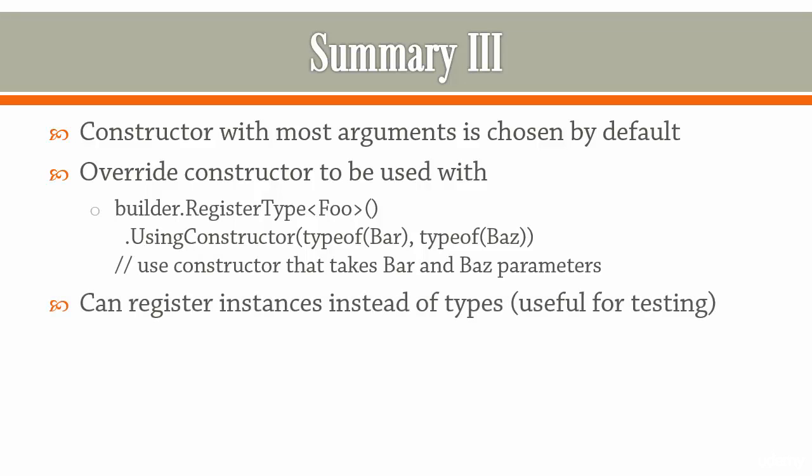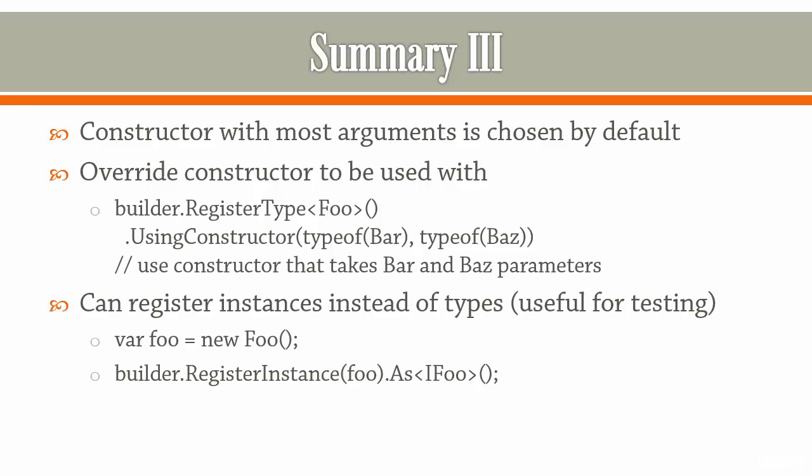Now, in addition to using types and registering types like this, you can also register existing instances of types, which is particularly useful for testing. So in this case, you can simply pre-manufacture a particular type, and then you can say builder.register instance as a particular service. And in this case, whenever somebody asks for the service ifoo, they will be given the instance of foo that you've actually specified.